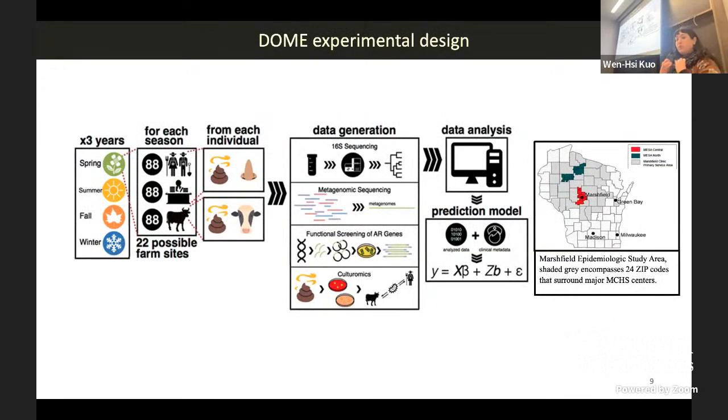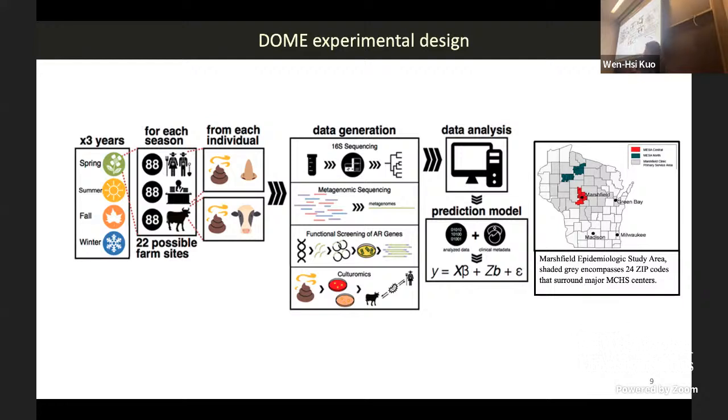Okay, so we call this DOME, for dairy-omics, and this is the overall experimental design. It was a longitudinal study that was expected to take place over the course of 3 years. We have seasonal information, and we recruited dairy farm workers and then the dairy cows on their operation, as well as sex-matched and age-matched office workers.